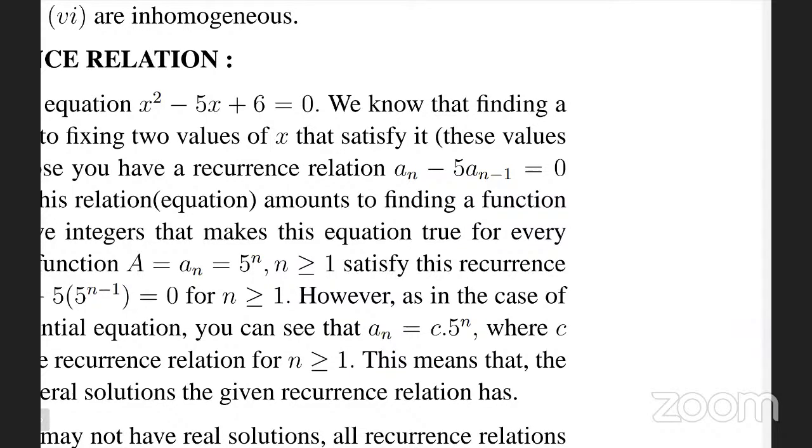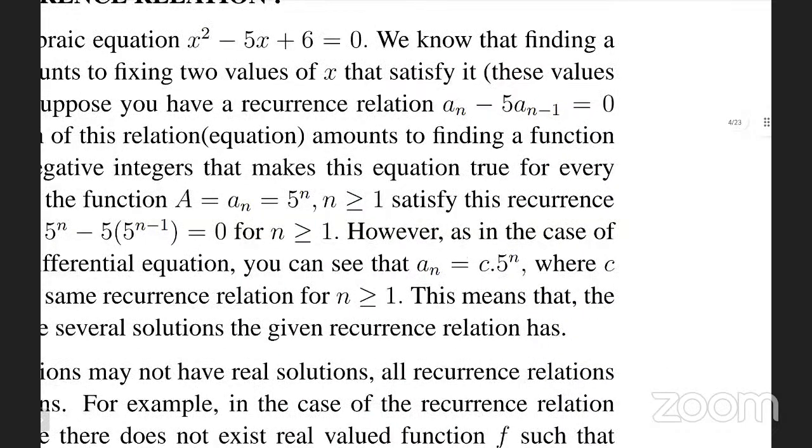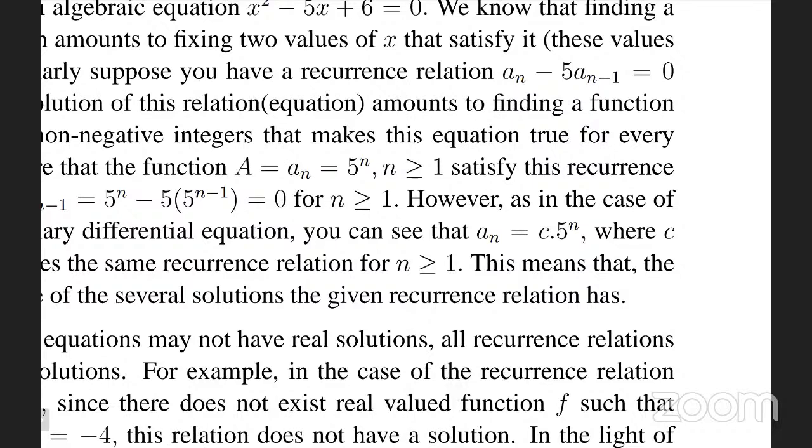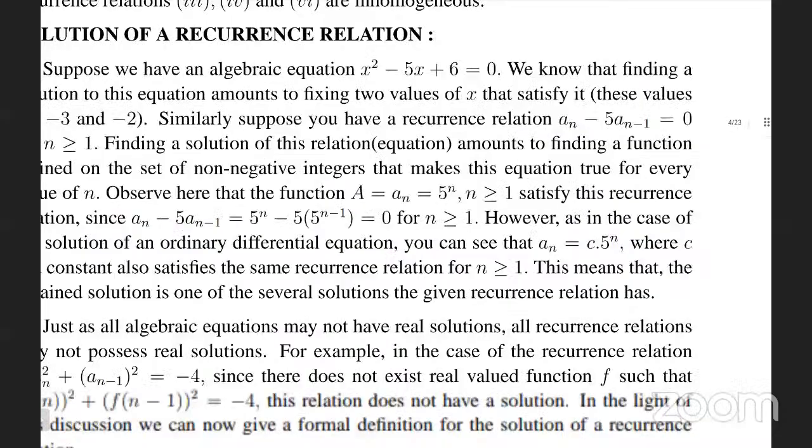So x equal to 0 and x equal to 5. So we get a_n equal to 5 to the power of n. Before that term, if I take a_(n-1), it is clearly 5 to the power of n minus 1. So this is a solution of this recurrence relation, clearly. I can get a_n equal to 5 to the power of n. So 5 power n minus 5 into 5 power n minus 1 equal to 0, so 5 power n clearly satisfies this equation.